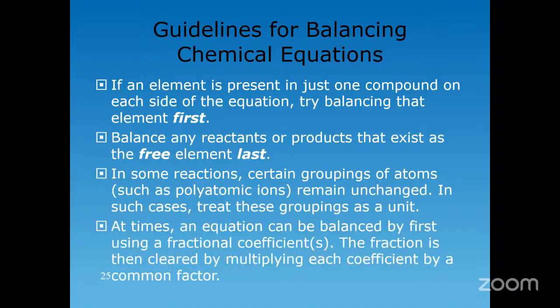And at times, you might have a situation where the only way the equation can be balanced is by using a fraction as a coefficient. However, the final answer should have integers, not fractions. So if you end up with a fraction, then what you should do is multiply by the appropriate integer so as to convert that fraction into an integer. And please note that the other coefficients will be affected as well, all right?